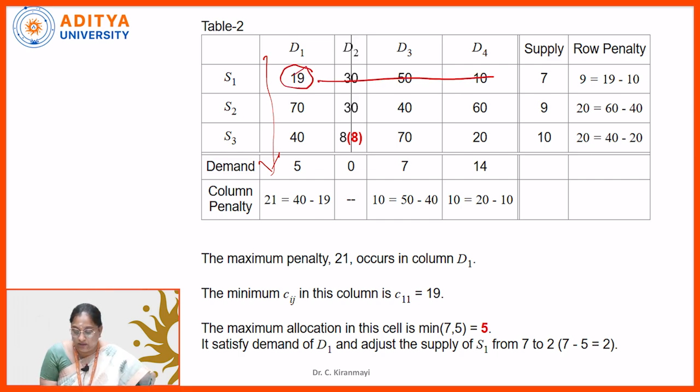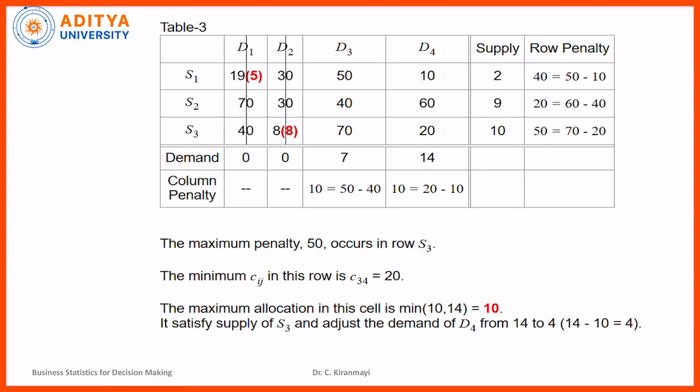The corresponding supply is 7, the corresponding demand is 5. Which is lesser? 5 is lesser. Therefore, give allocation 5. Strike off this first column. 7 minus 5 is going to be 2. Now we have deleted the first column and second column, and we are left with the third and fourth columns. Again compute penalties for the remaining values.